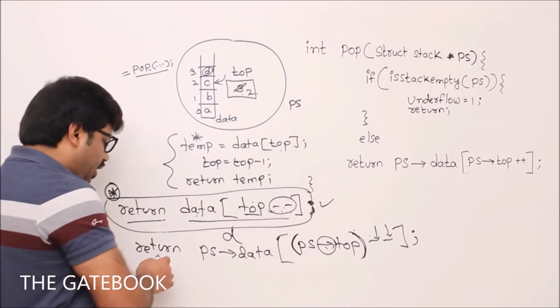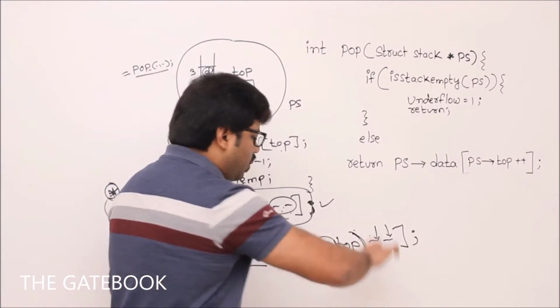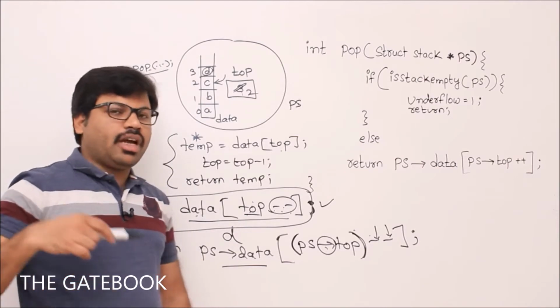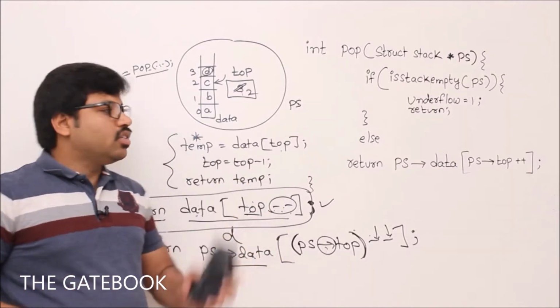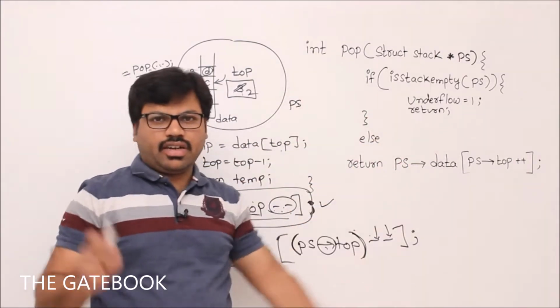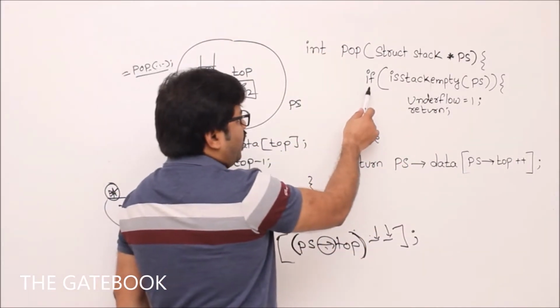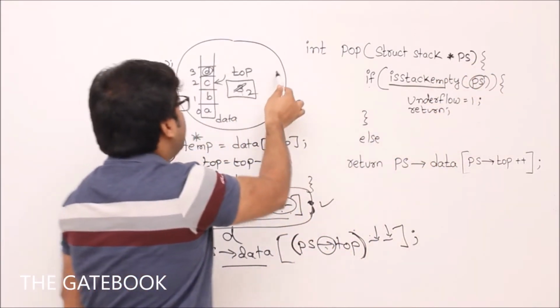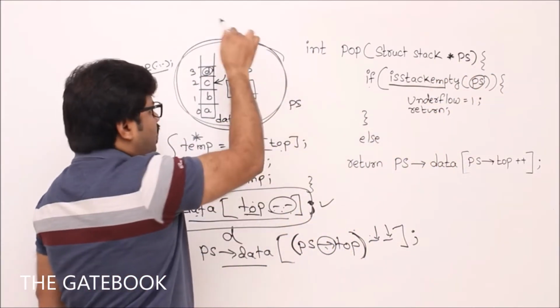If you do return PS cap data of this thing, then automatically data will be deleted and top will be updated and everything will happen. So that is what I have implemented here. Okay, let's see that. If C stack empty of PS, I pass PS, already PS is holding this address of this structure, isn't it?